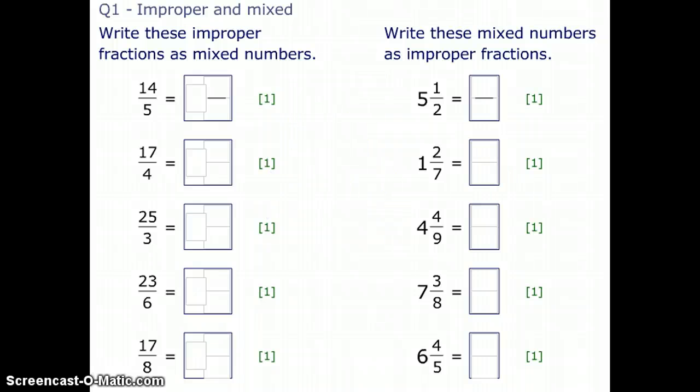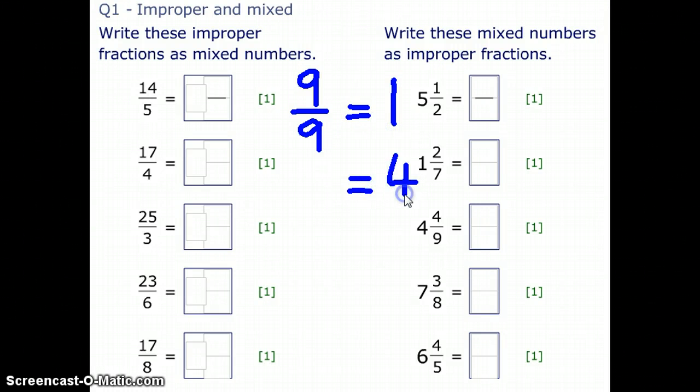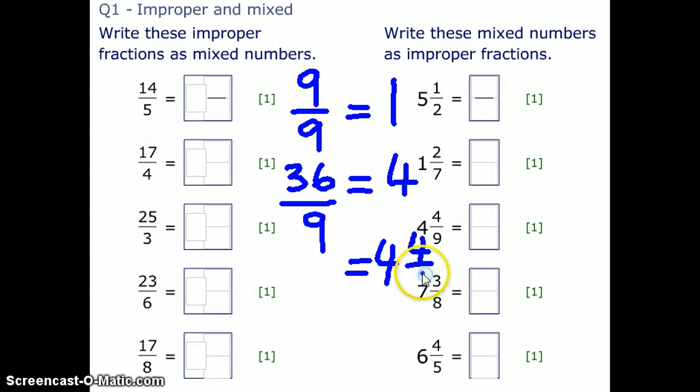This time I have 4 wholes and 4 ninths. So we ask ourselves, how many ninths make 1 whole? Well, again, 9 ninths make 1 whole. So we must have 4 times that amount to make 4 wholes. So 9 times by 4 is 36 ninths. Now, I've got 4 wholes plus 4 ninths. So 4 wholes is 36 ninths, plus the other 4 ninths gives me in total 40 ninths. Okay, just 2 more to go.